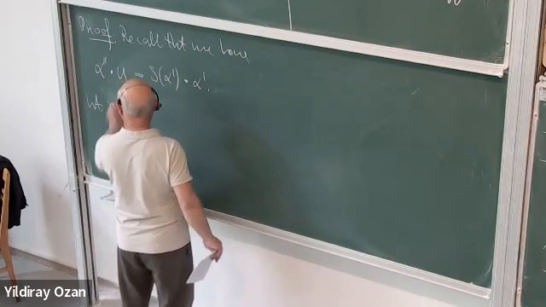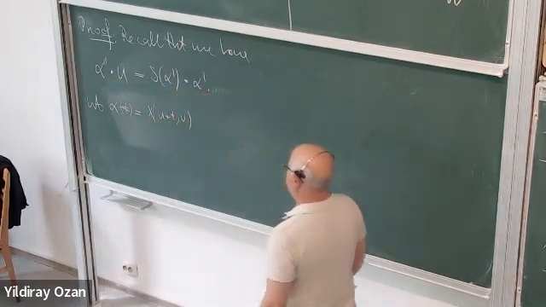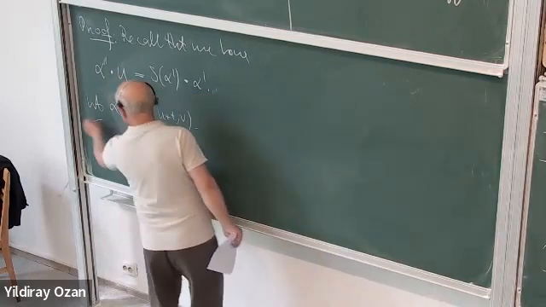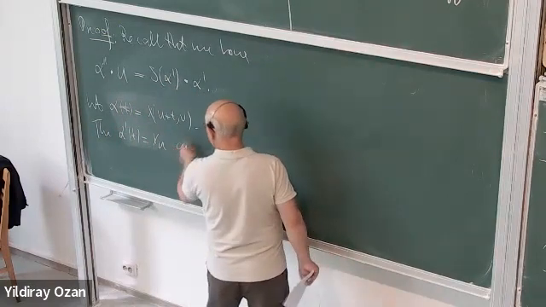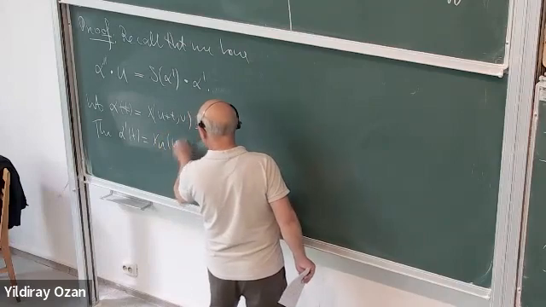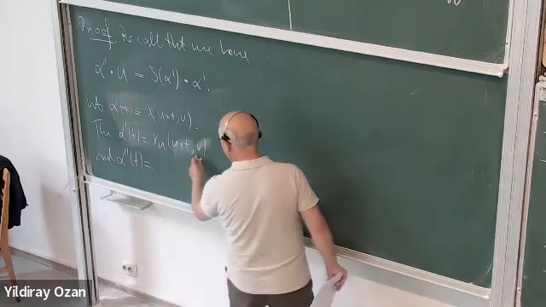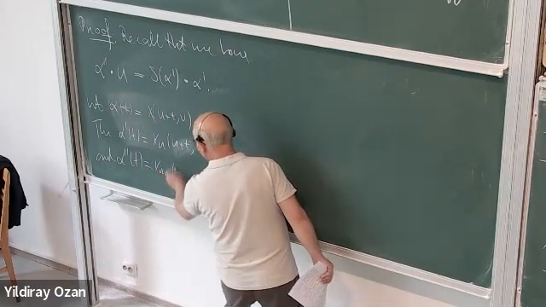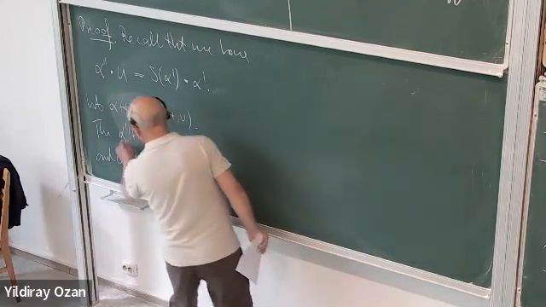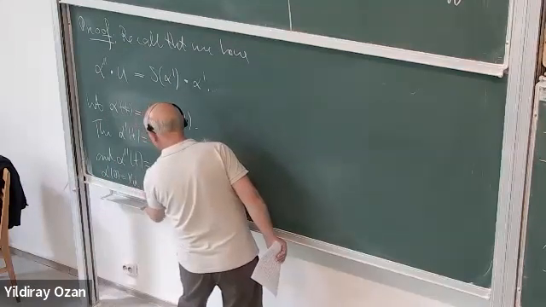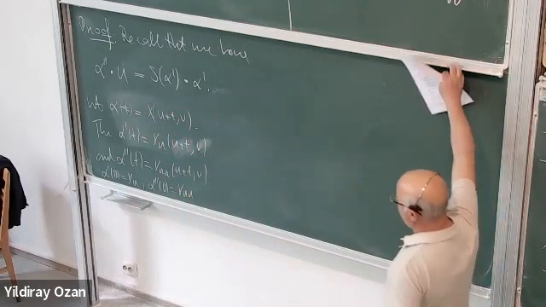Let alpha of t be x of u plus tv. Then alpha prime is just x sub u, right? And what is the second derivative? You take the derivative with respect to t again. There is no t here, so this is x of u plus tv. So when I plug in 0, I will get x sub u, and here I will get x sub uu. Alpha is a curve.